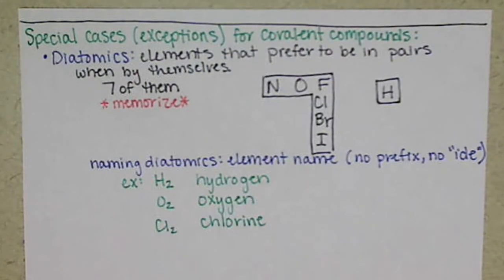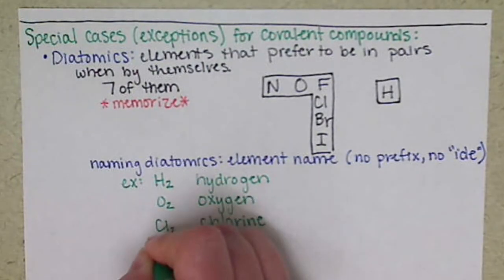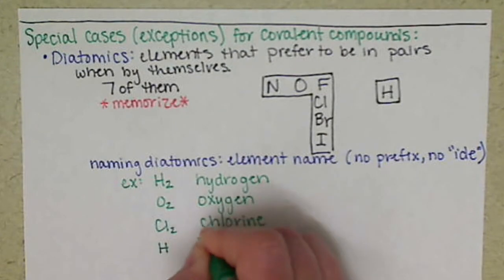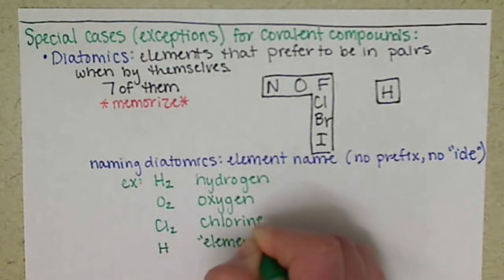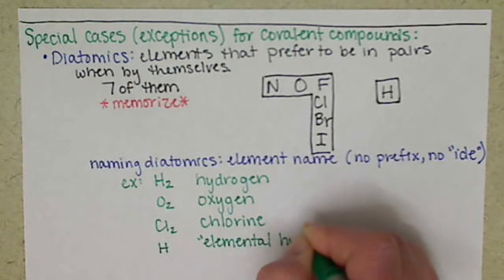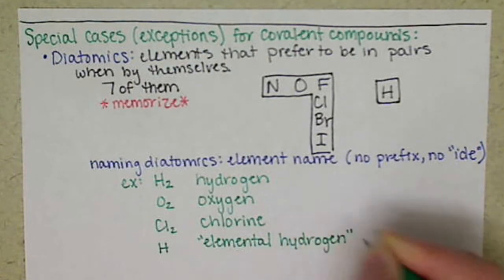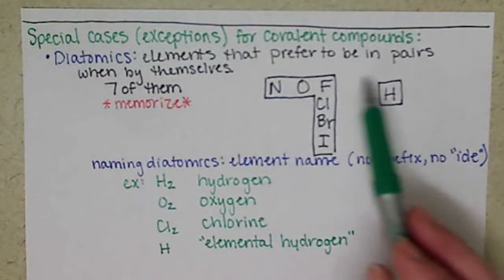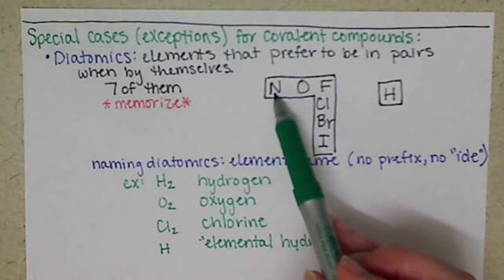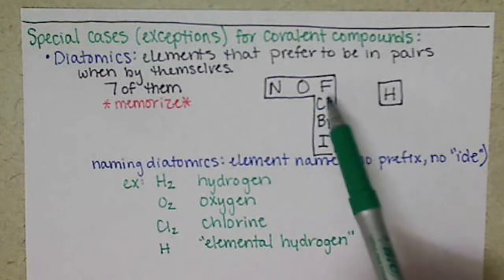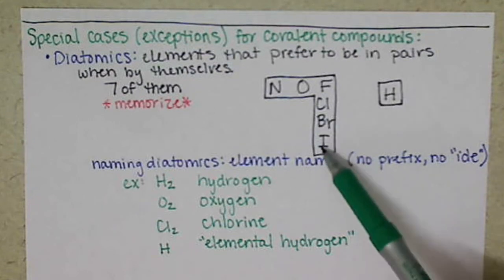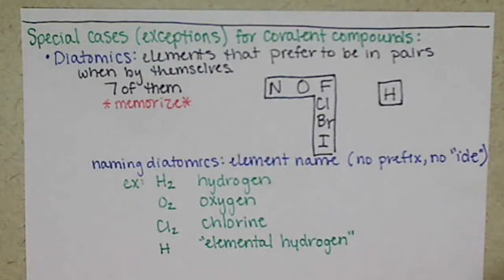If we ever want to talk about just an individual element, a single atom of them, if we just wanted to talk about H, we just refer to this as elemental hydrogen. And this only qualifies for these 7 elements. So N2 is nitrogen, O2 is oxygen, F2 is fluorine, Br2 is bromine, and I2 is iodine.